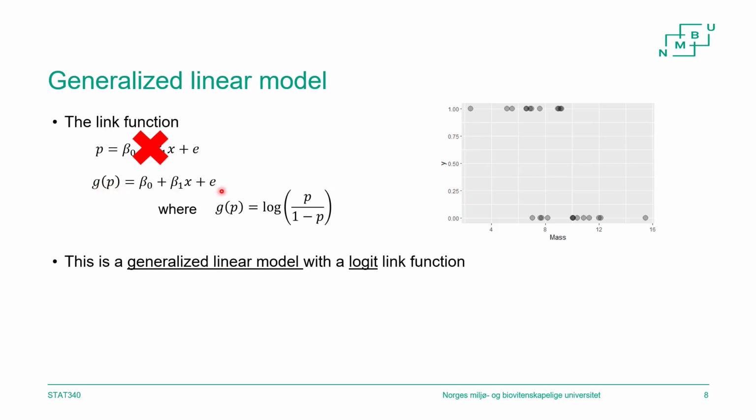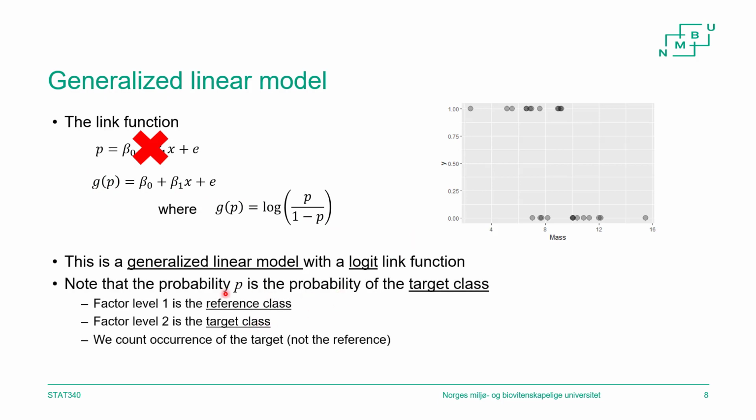So this here is now what we call a generalized linear model, with the logit link function. You will see next week that we can replace this logit function with some other function here and get another generalized linear model. And actually, if you say that g of p is equal to p itself, then you're back to the ordinary linear model. You see that? If this doesn't transform p at all, then you're back to the ordinary linear model.